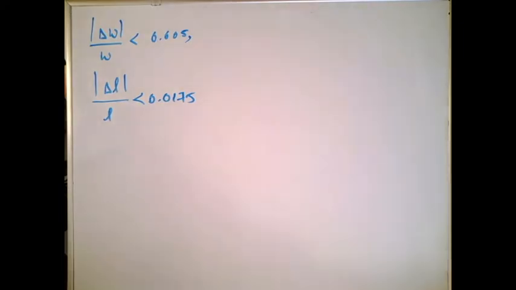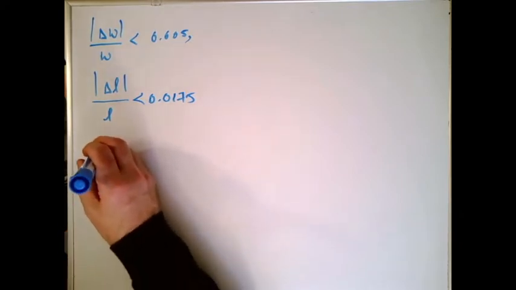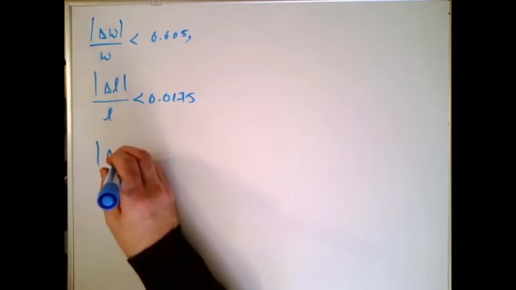So they give us two relative errors. They tell us the relative error in measuring the width is less than 0.5%. They say the error in measuring the length should be less than 1.75%. And what they want, right, is just how that affects our calculated area.